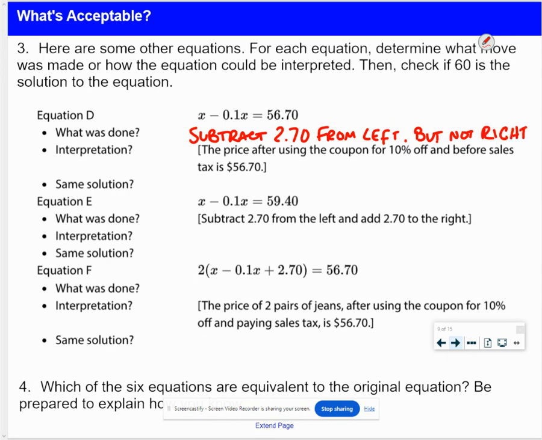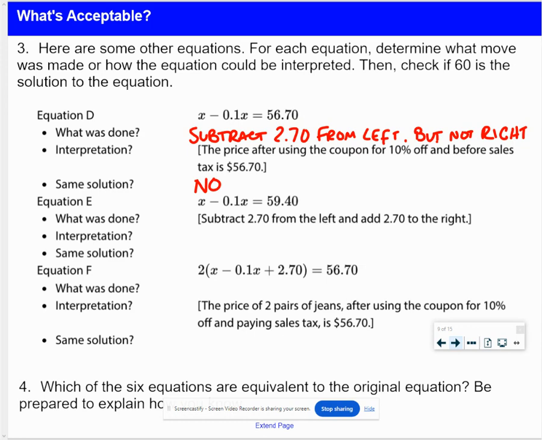Okay, we know about solving equations. Is it okay to do something to one side of the equation and not the other side? Absolutely not. That is not going to be a balanced equation anymore. It's not equivalent to my original equation. The interpretation that they've got here is that that's the price after using the 10% off coupon before the sales tax, but we didn't actually take the sales tax off of the right-hand side. So is it going to be the same solution? No, this will not. All right.